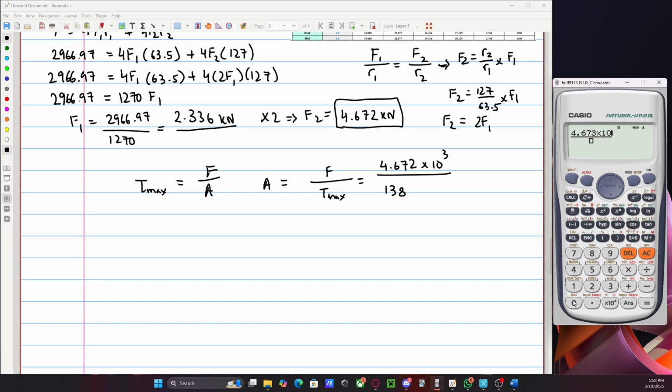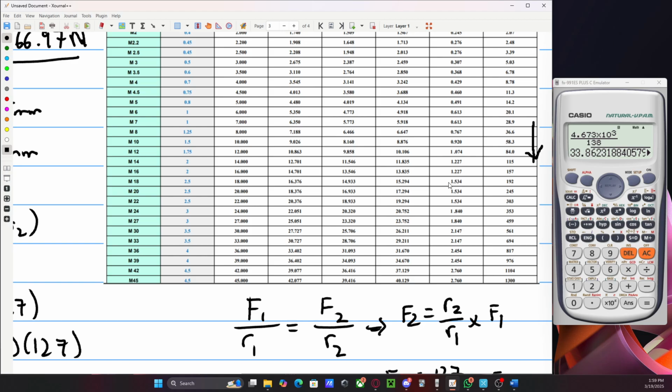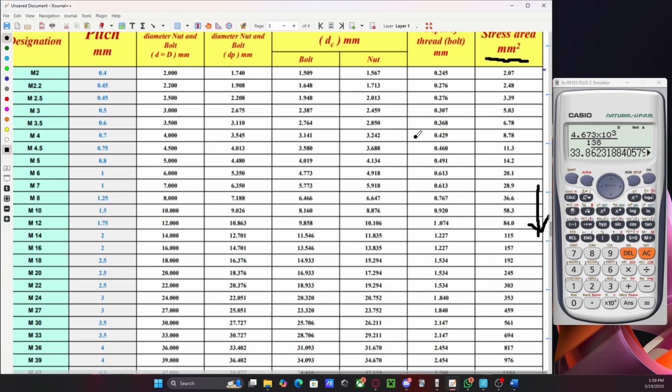So 4.672 times 10 to the power of 3 over 138 gives us 33.8 millimeters squared. So our area that we have to use to look at the graph is this. This is the stress area. If we zoom in a bit, you'll see that 33 is around here. So we have the stress areas over here.